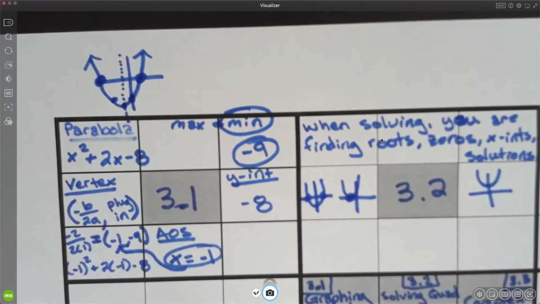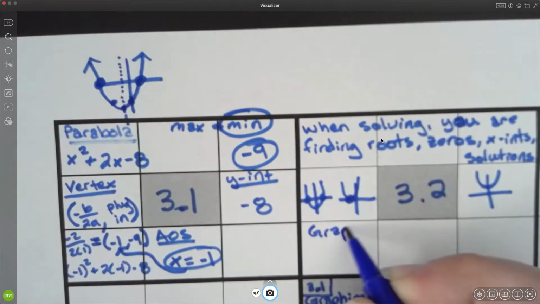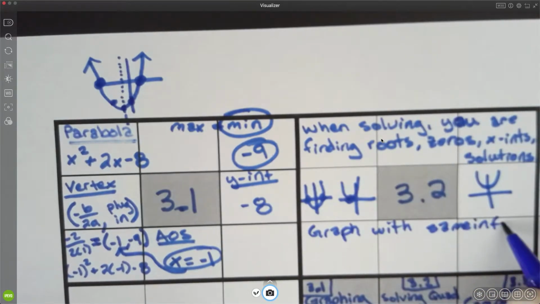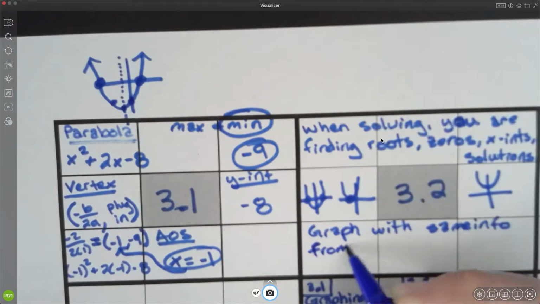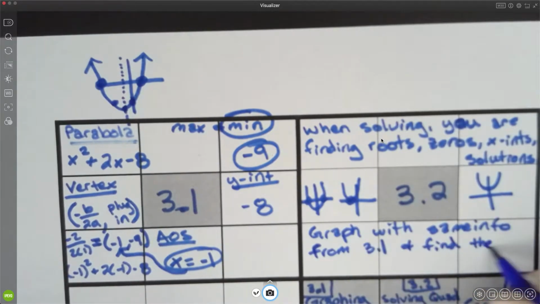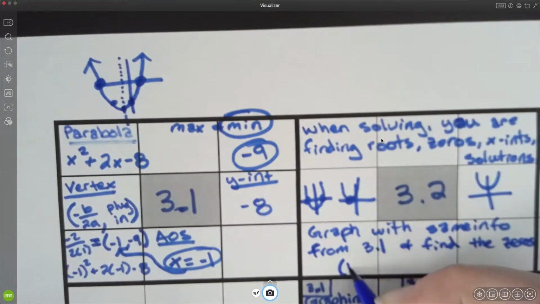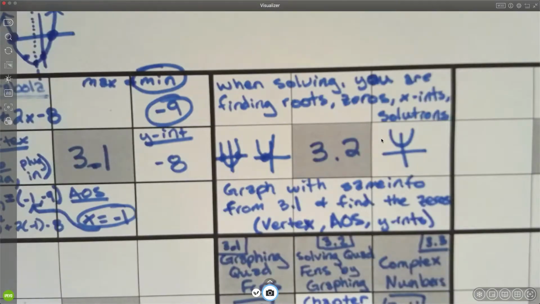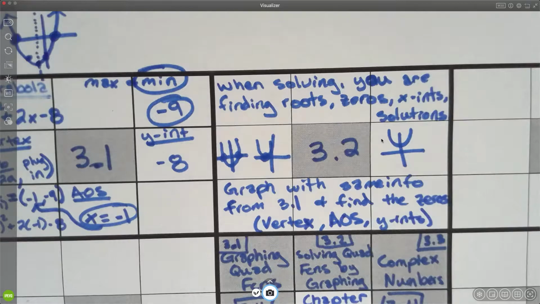So, I'm going to put: graph with same info from 3.1 and find the zeros. So you might have to do the vertex, or the AOS, or the y-intercepts. And then that will help you to graph him and find the zeros. Does that make sense? I'm not going to read through all of this information over here because it's kind of the same thing.